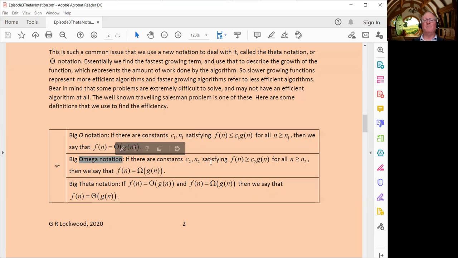And the big omega notation: if we've got C2 and N2, with f of n greater than or equal to C2 g of n, as long as n is bigger than some finite value N2, then we say that f of n is big omega of g of n. And again, big omega is a capital Greek letter as well. That's a capital Omicron, which is one of the O's in the Greek alphabet. This is a capital Omega, which is the other O in the Greek alphabet. And if we've got both of those, then we've got a big theta notation. If f of n is big O of g of n and f of n is big omega of g of n, then we say it's big theta of g of n.